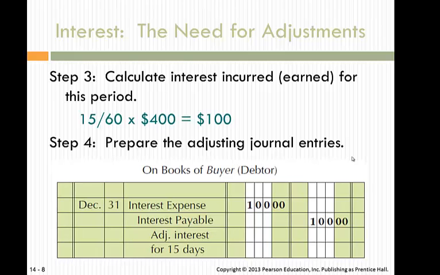Jan Company, the buyer, records interest payable and interest expense of $100. Remember that it's important to record income in the period it's earned and expenses in the period incurred. We've done this by recording these adjusting entries, even though no cash will change hands until the next year when the note reaches maturity.